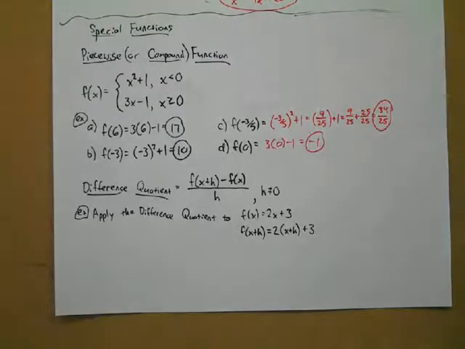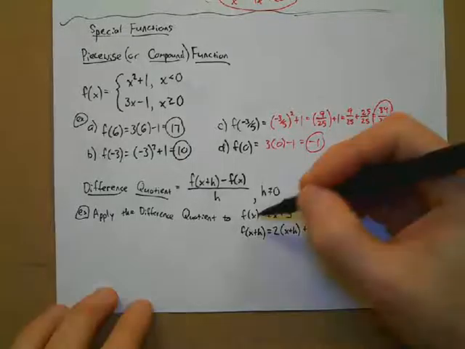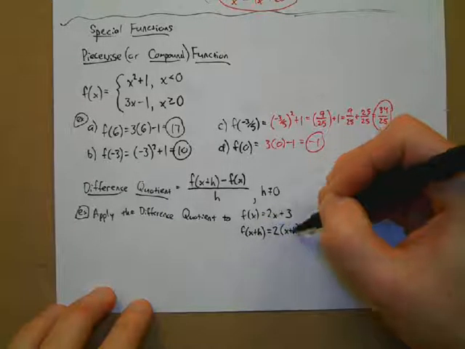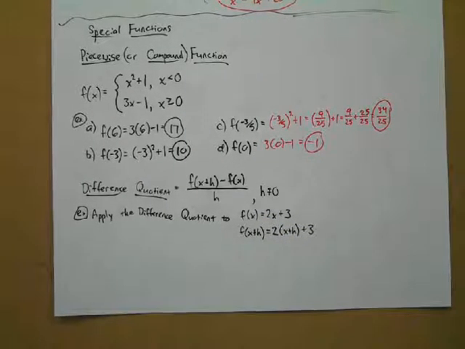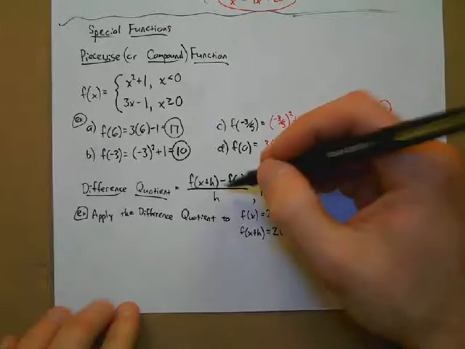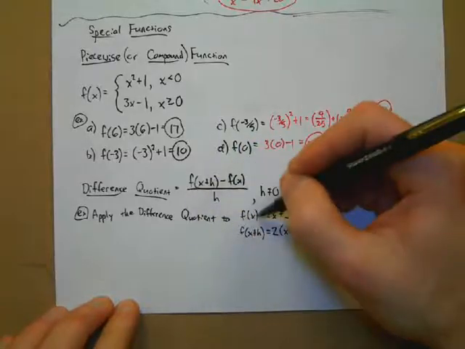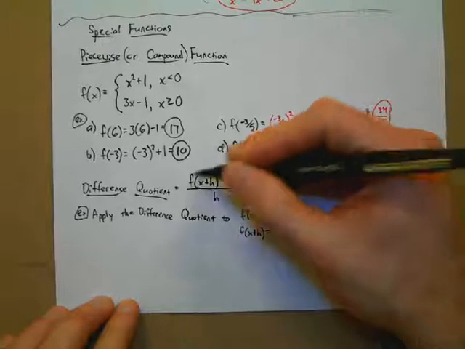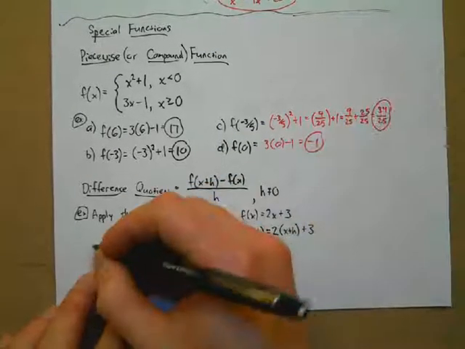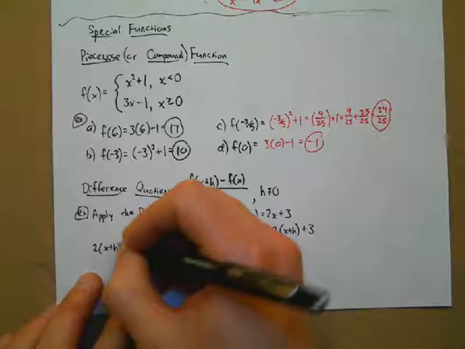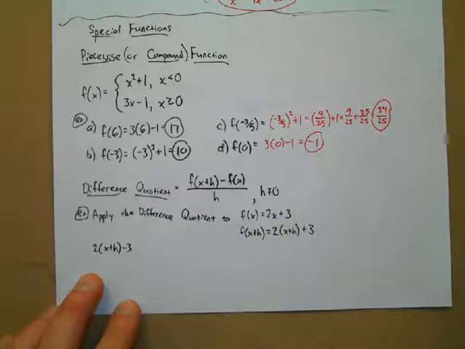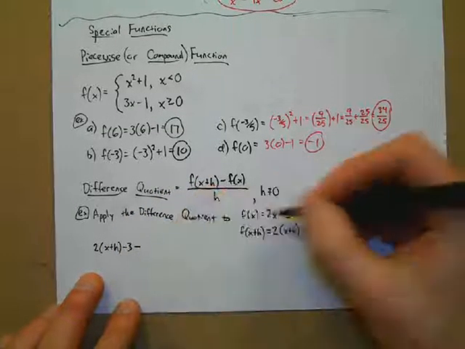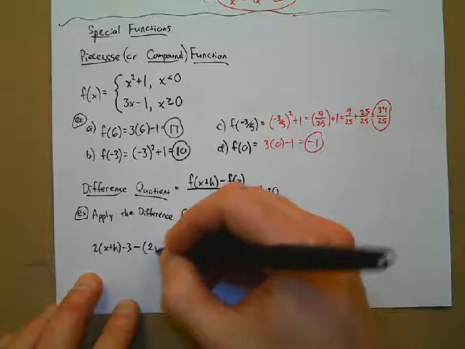And so now we can rewrite our difference quotient using these two pieces. So we'll start with the f of x plus h piece, which is 2 times parentheses x plus h, plus 3. And then minus the function f of x, and we need to put this in parentheses here, 2x plus 3. So make sure you put the f of x there in parentheses. So there is the f of x plus h piece. There is the f of x piece. And then we'll divide that whole quantity there by h.